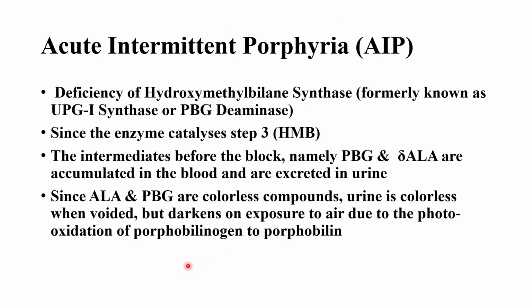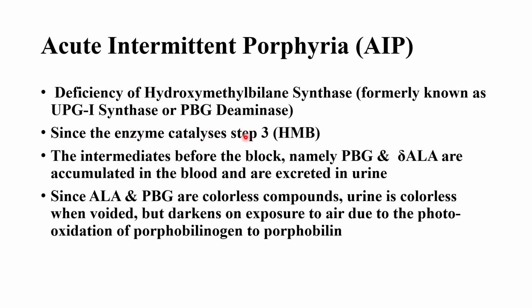Now the first porphyria. So it is acute intermittent porphyria, AIP in short. So deficiency of hydroxymethylbilane synthase, this is one of the rate limiting enzymes of this pathway. Formerly it is known as UPG, uroporphyrinogen 1 synthase, or porphobilinogen deaminase, as ammonia is released during this reaction.